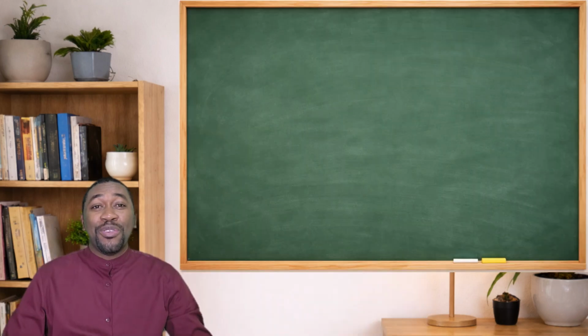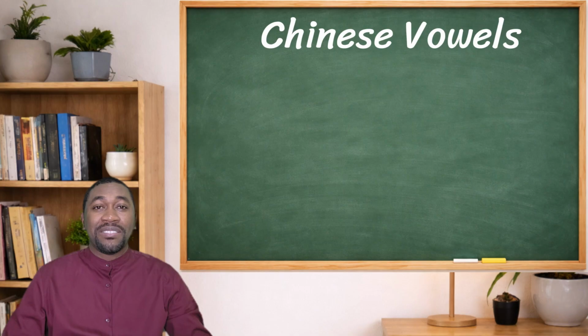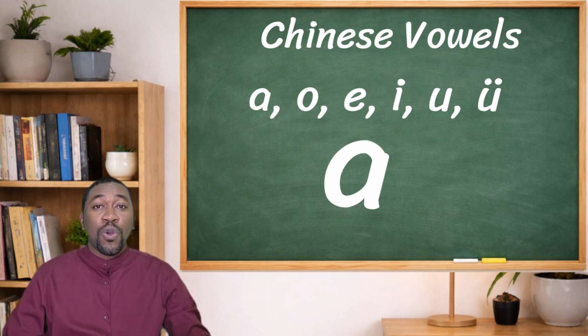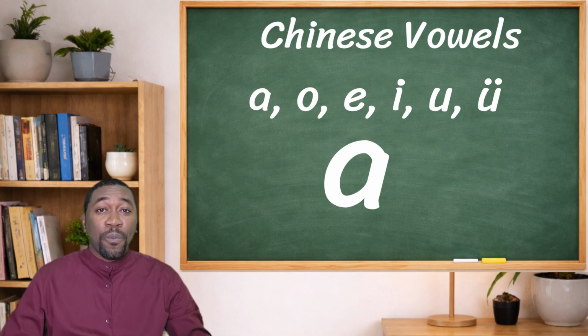So here on the board, you can see the simple vowels. Now we have them in the order A, O, E, I, U, and U with the two dots. So let's start off with A. A is the most open vowel, which means your mouth will be the most open when you pronounce the sound for the letter A. Ah. Your mouth should be wide open and produce a relaxed sound.